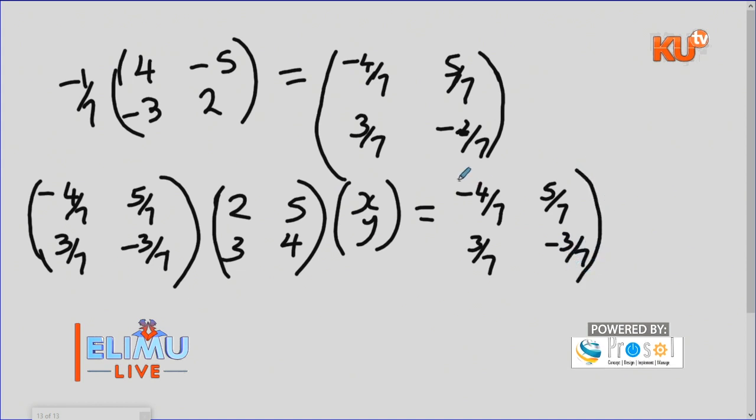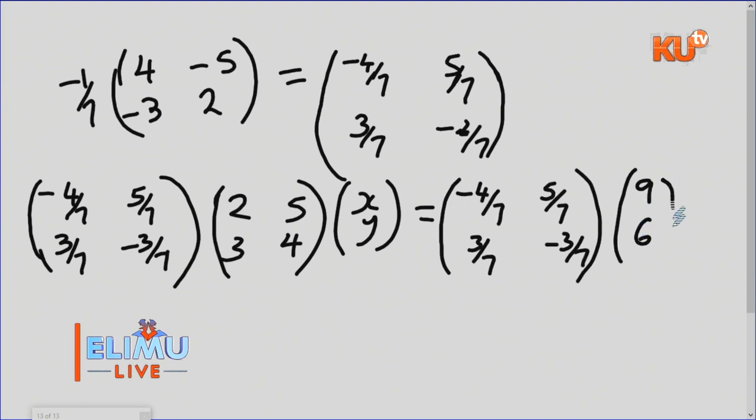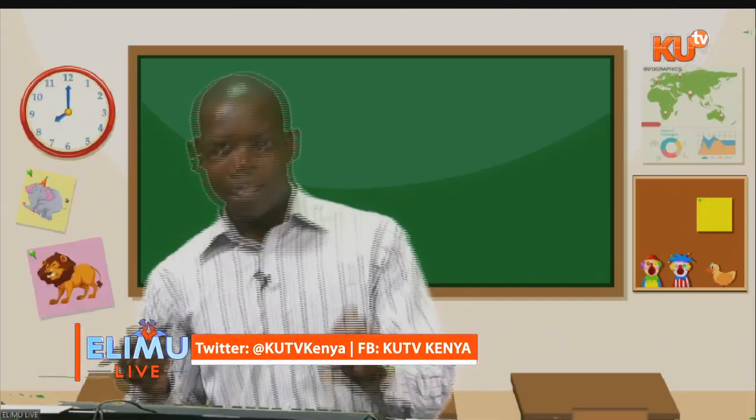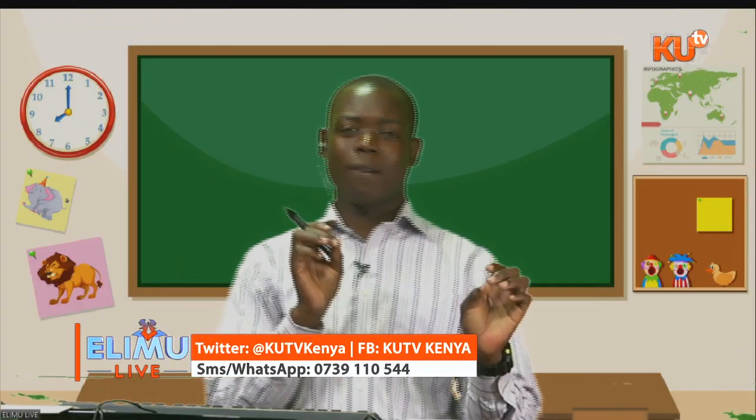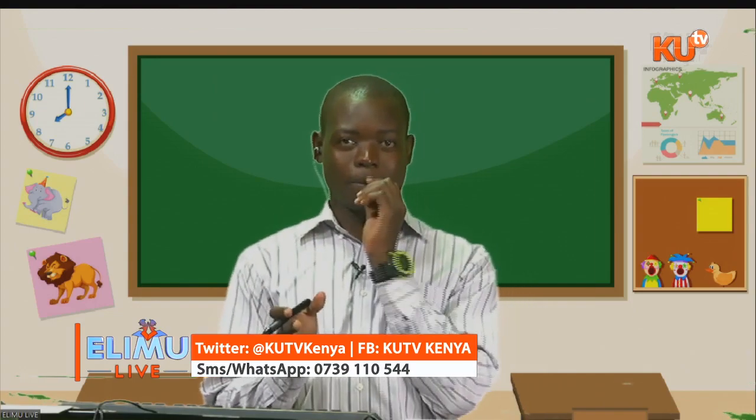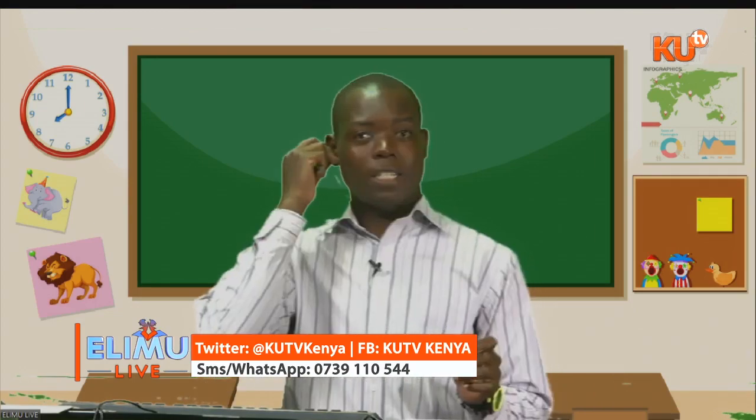Pre-multiply this one by the matrix, which is now 9, 6. Good. What are you saying now? That we have the inverse and the matrix. That takes us back to where we started from.